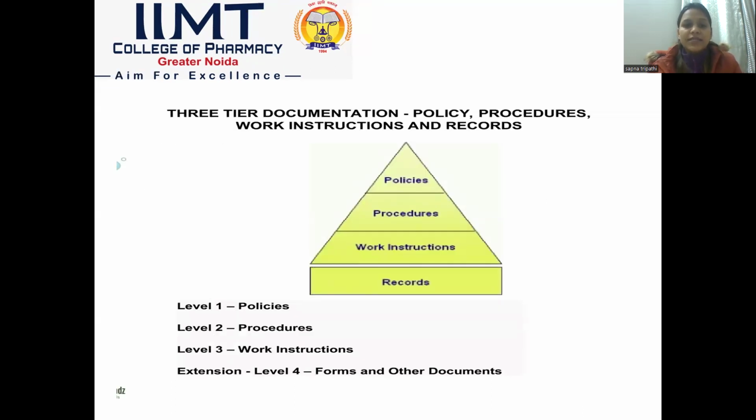There is a three-tier documentation process in the pharmaceutical industry, which includes policy, procedure, work instruction, and records. Level one is for policies, level two for procedures, and level three for work instructions. There is a level four, which is an extension of level three. This is for forms and other documents.